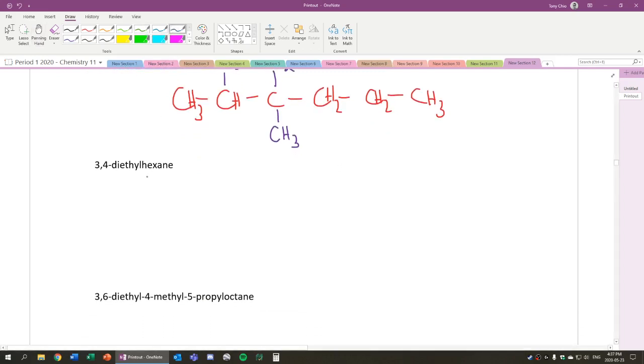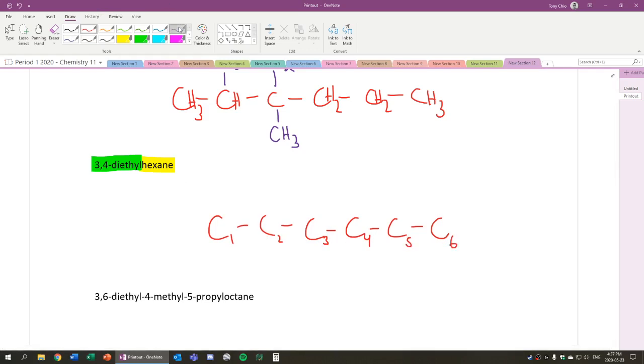3,4-diethylhexane. So again, the parent chain is a hexane. The 2 branches are ethyl groups. So let's draw it up. Here is my hexane. If I number these carbons, 1, 2, 3, 4, 5, 6, on the 3rd and 4th carbon there are ethyl groups, which means it's CH2, CH3, CH2, CH3. The rest of the carbons have hydrogens attached to them.